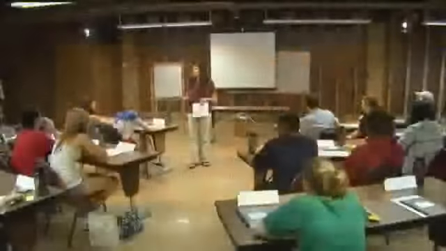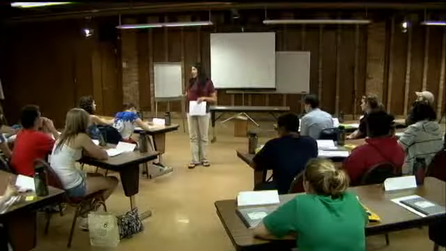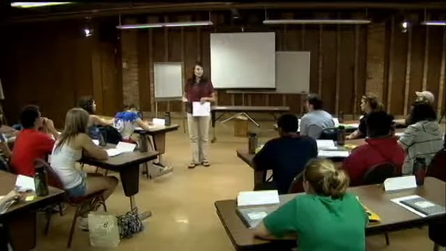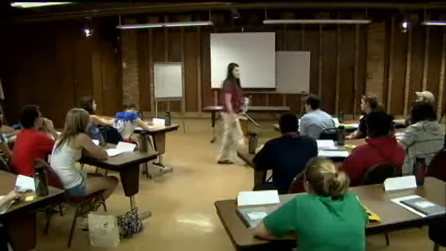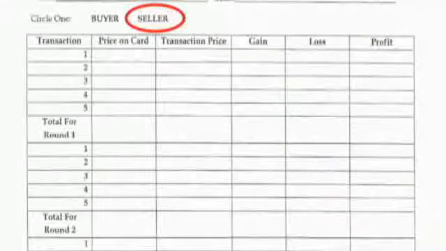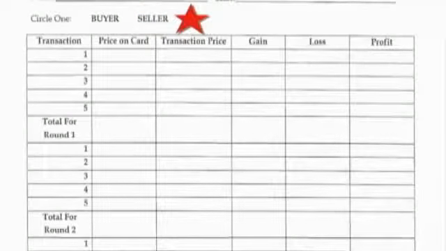So what kind of prices do sellers like? High prices. How high? The higher the better, right? So for sellers, I want you to put a star above which column you would want to be the higher number each time? Your transaction price. You guys are going to put a star above transaction price.